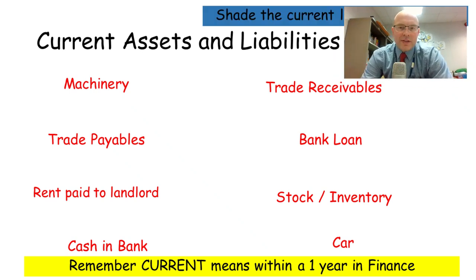Okay, in this one, you have to try and identify the current liabilities. So remember, liabilities are things that we owe, and current means within a year. Now on here, there's only two current liabilities. Firstly, you've got your rent to your landlord that you have to pay. And secondly, you've got your trade payables. Your bank loan would not be a current liability. It'd actually be a non-current liability, a long-term liability. So that may have caught you out.